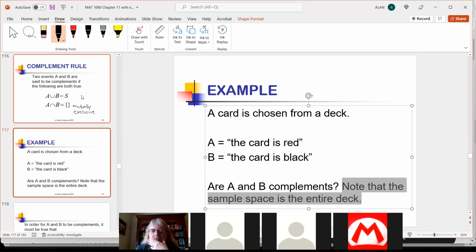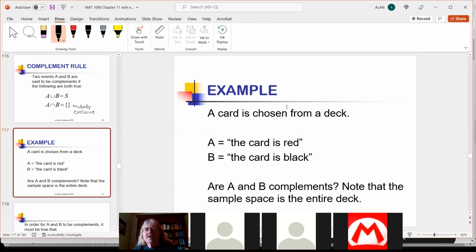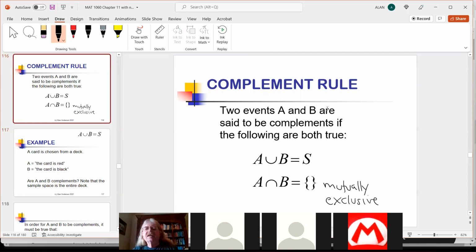All right, so remember what it means. In fact, I'll tell you what, just to make it easier, I'm going to copy this. Just a quick reminder what it means for two events to be complements.